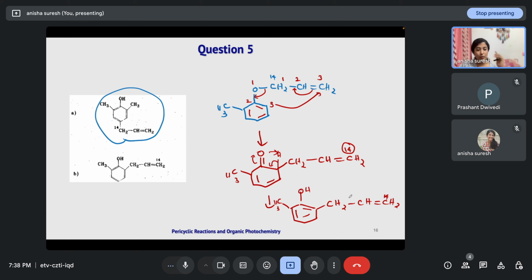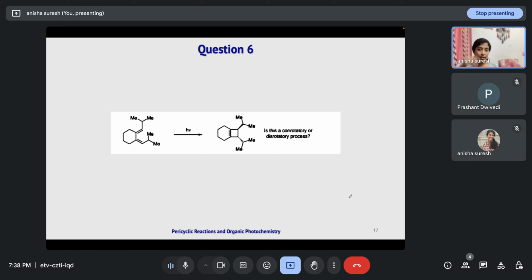No. Okay. Now coming to question number 6. So the starting material, product and the reaction condition is given. Is this a conrotatory or disrotatory process? Conrotatory. So we have to follow Woodward-Hoffmann rules.